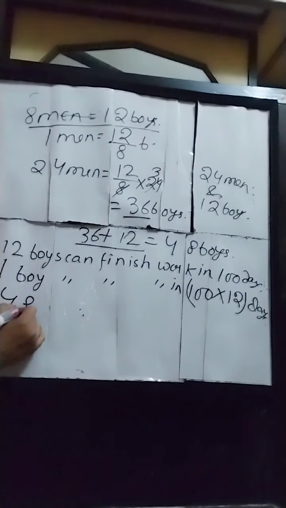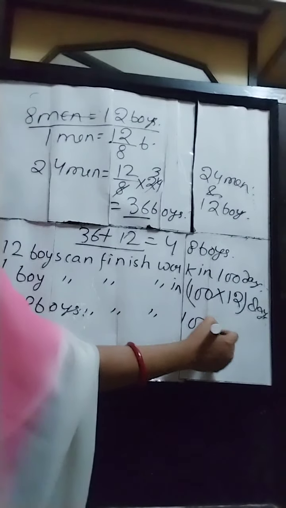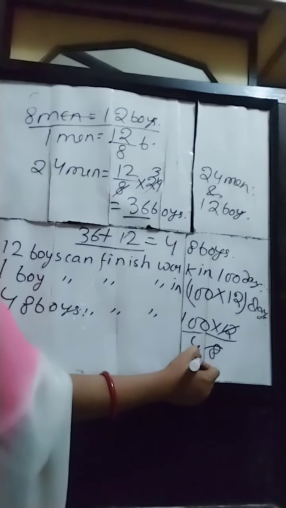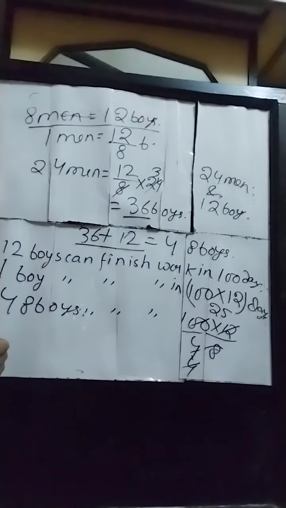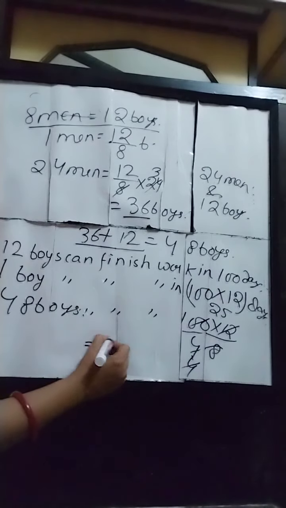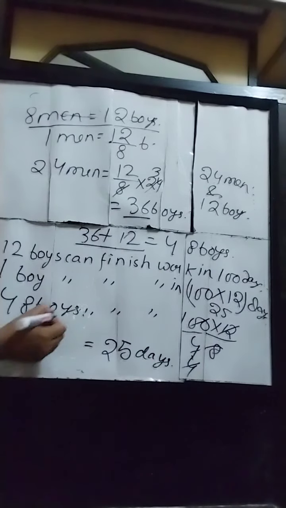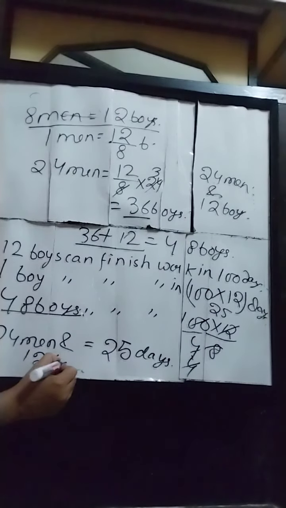So we will write 48 boys can finish the work in 100 into 12 by 48. 12 4s are 48, and 4 and 100 will cancel each other to get 25. So 48 boys will complete the work in 25 days. In place of 48 boys, we can also write 24 men and 12 boys in the answer. They can finish the work in 25 days, when you write the full answer.